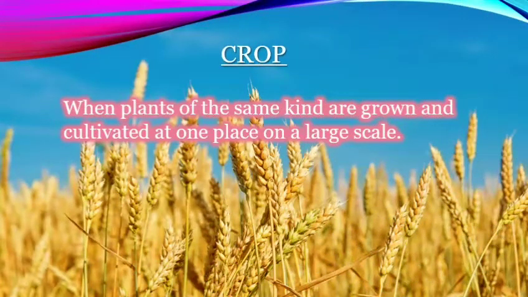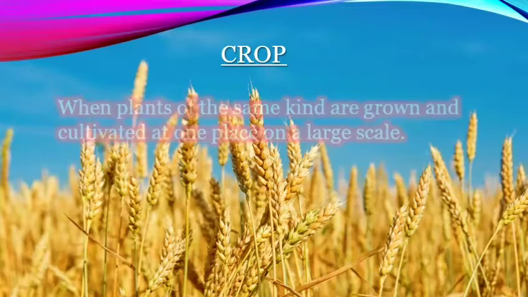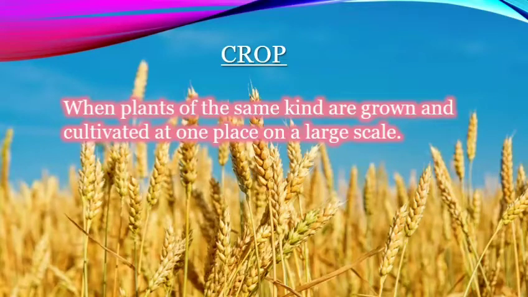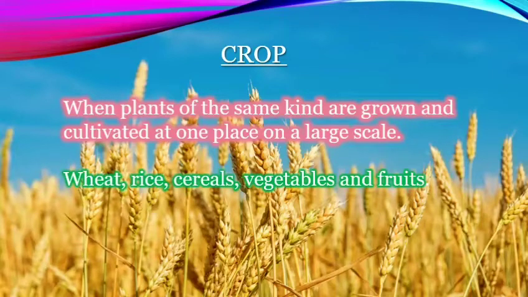Crop. When plants of the same kind are grown and cultivated in one place on a large scale, we call it a crop. In order to meet the requirements of the growing population, farmers have to cultivate crops on a large scale. Examples of crops are wheat, rice, cereals, vegetables, and fruits.